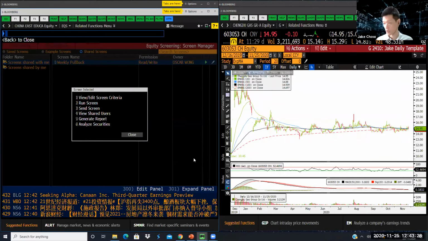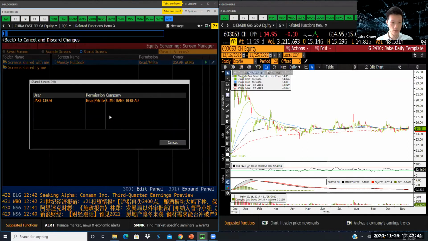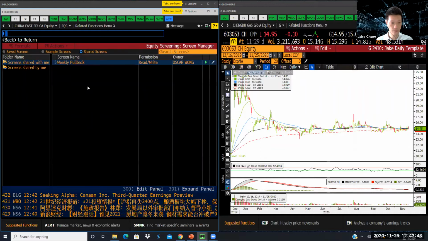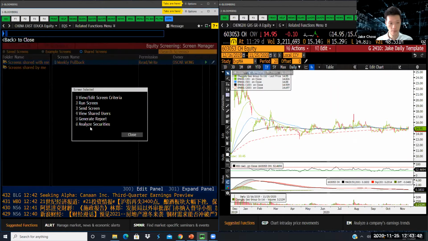Like in this case, when you click on the screen, you will see there are 6 options here, right? You can either view them, edit them, run the screen, send the screen to someone else. You can see who the screen is being shared with. And you can also generate reports, right? Generate report and analyze securities.